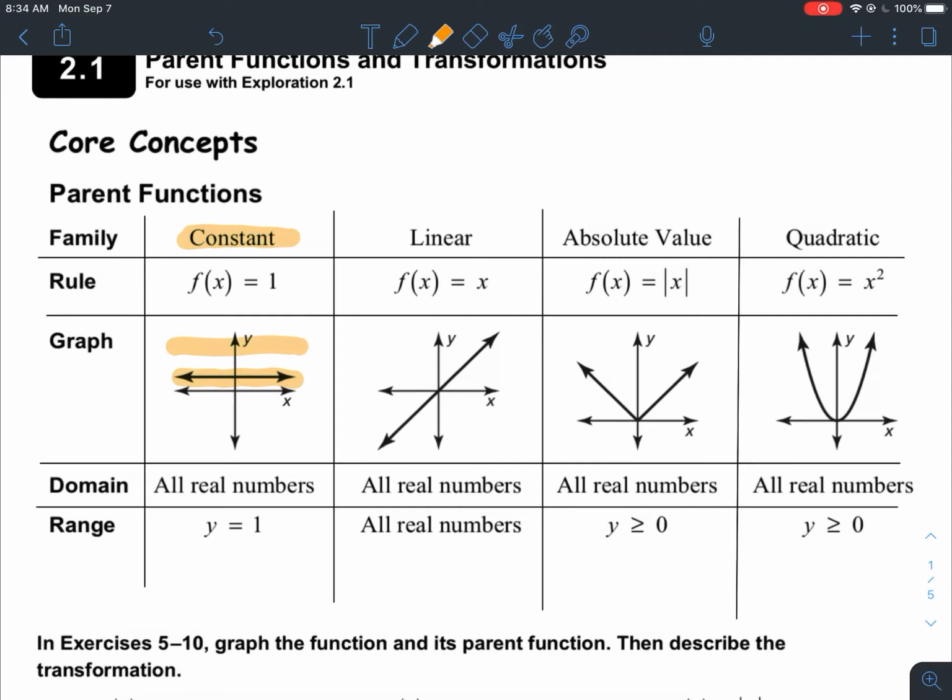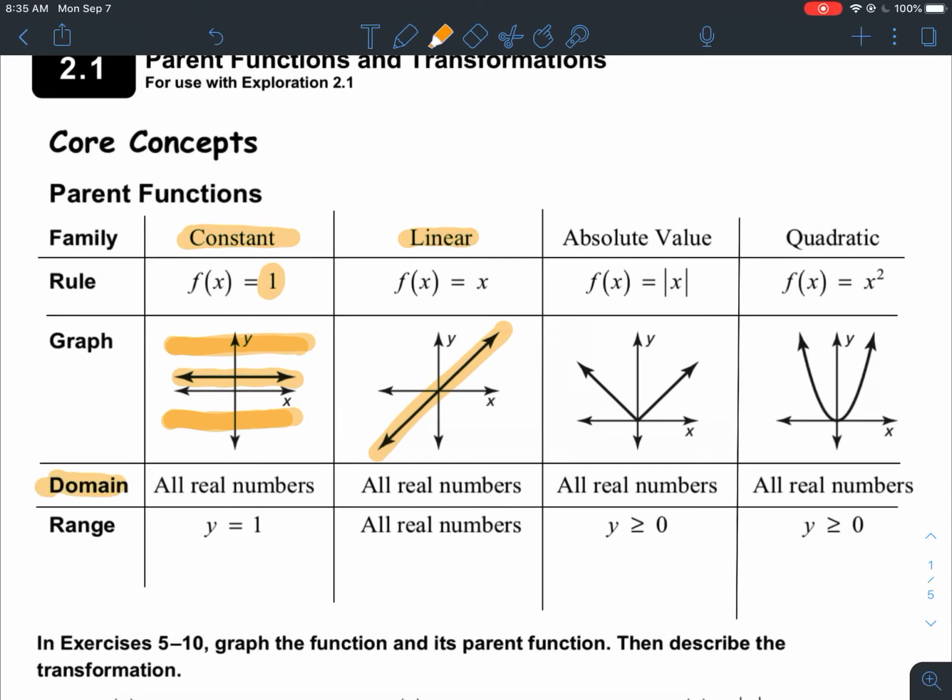So right here we have the constant function, which is usually just a horizontal line, and it happens at whatever f of x. If you have f of x equal to a number, a constant, that would just mean it's a horizontal line like this, parallel to the x-axis. You have your linear function, of course, and we're all familiar with that. f of x equals x.